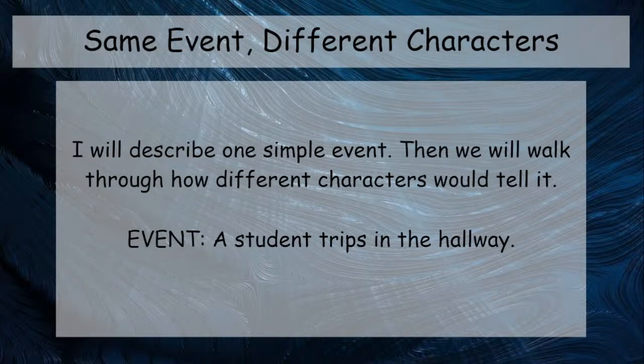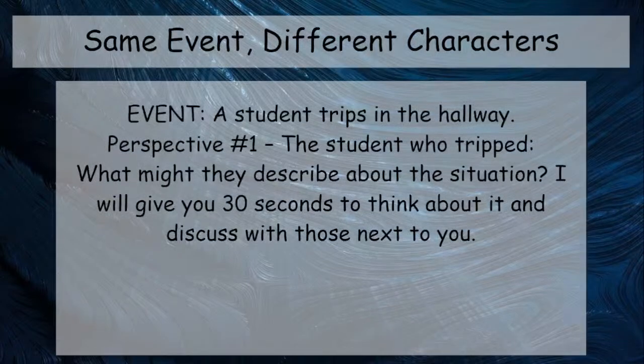Let's say it's the same event but different characters. I will describe one simple event, then we'll walk through how different characters would tell it. The event is a student trips in the hallway. Like, let's say someone fell, there's different people around, and there's the friends around. There's teachers around too. We'll look at each of the different perspectives. I will give you time to think about each one, and then we will decide all together how different characters would tell it. Event: a student trips in the hallway. We went over that already.